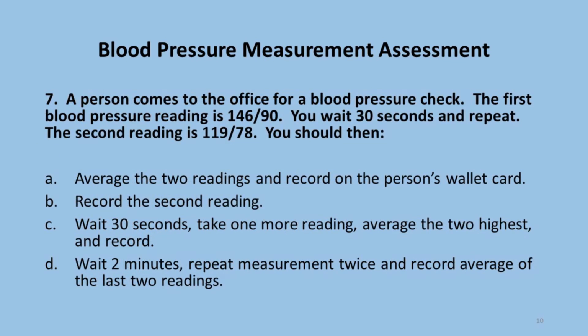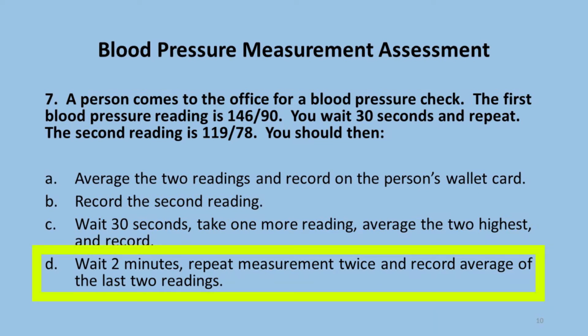Question 7. A person comes to the office for a blood pressure check. The first blood pressure reading is 146/90. You wait 30 seconds and repeat. The second reading is 119/78. You should then... This session will pause briefly so the answer can be considered. How did you answer? The answer is D. Wait 2 minutes, repeat the measurement twice, and record the average of the last 2 readings.